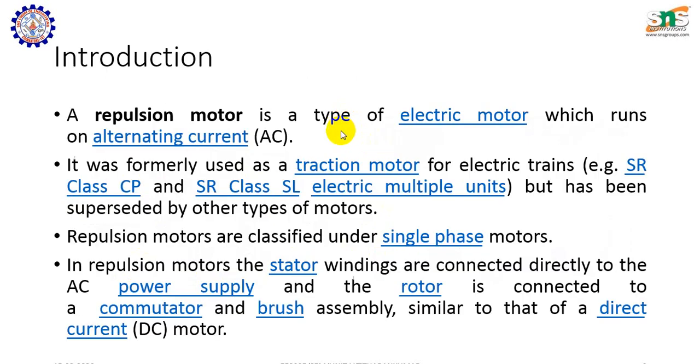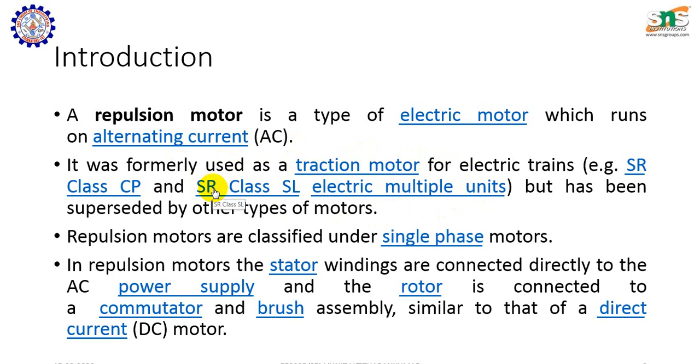A repulsion motor is a type of electric motor which runs on alternating current. It was formerly used as a traction motor for electric trains in Class C and SR class, but has been superseded by other types of motor. So it is not being used currently for traction or in trains.